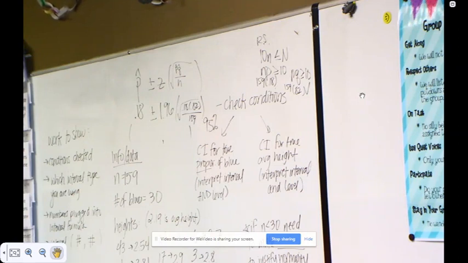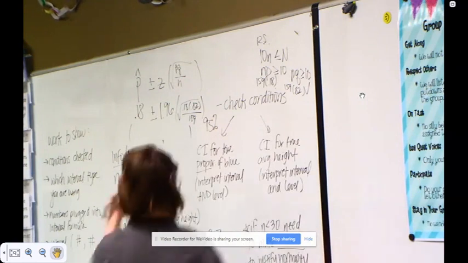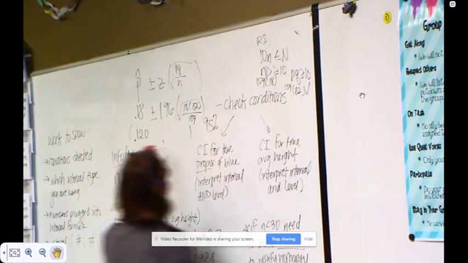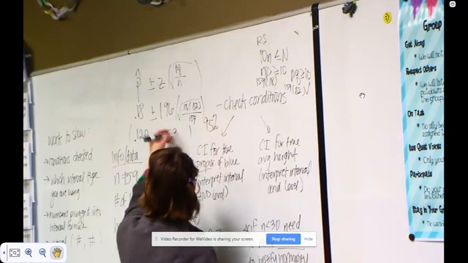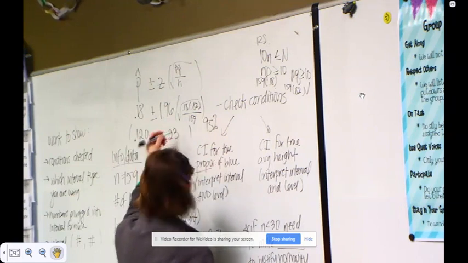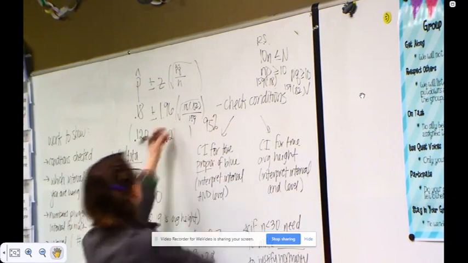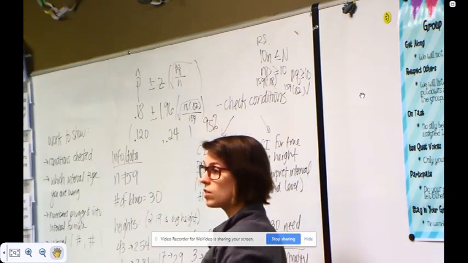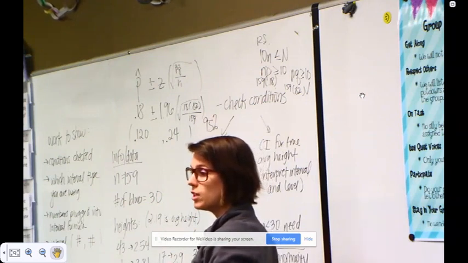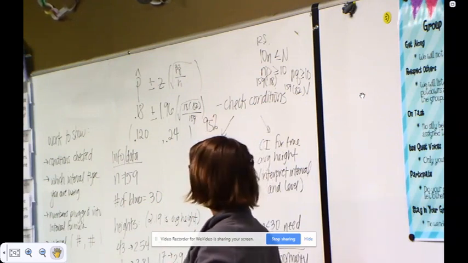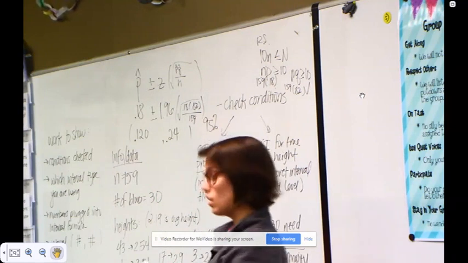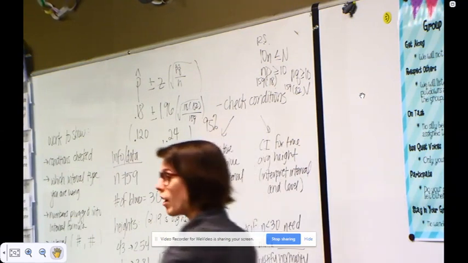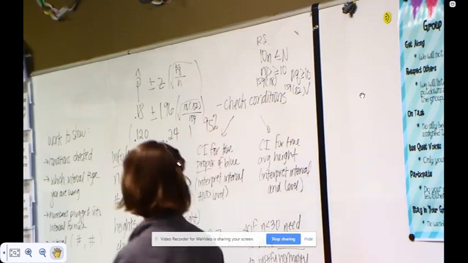I got 0.120 and then 0.240. Anybody else agree? Yeah. Emily agrees. Okay, having two to three decimal places is good.